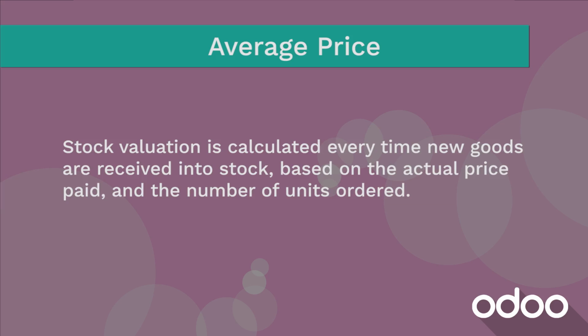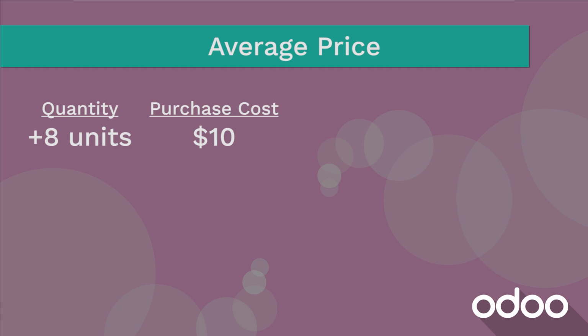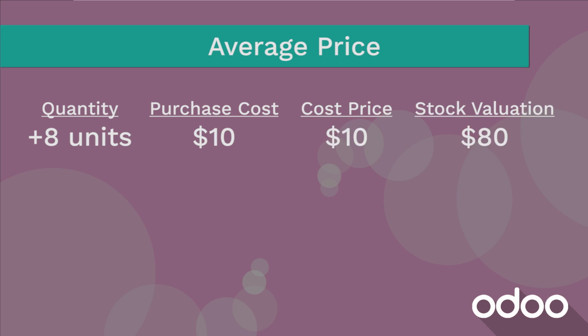With the average price method, the cost price is recomputed every time goods are received into stock, based on the price paid and the number of units ordered. When products leave the warehouse, however, the price doesn't change. For example, if we receive our first 8 units at a unit price of $10, the stock value is $80 total.